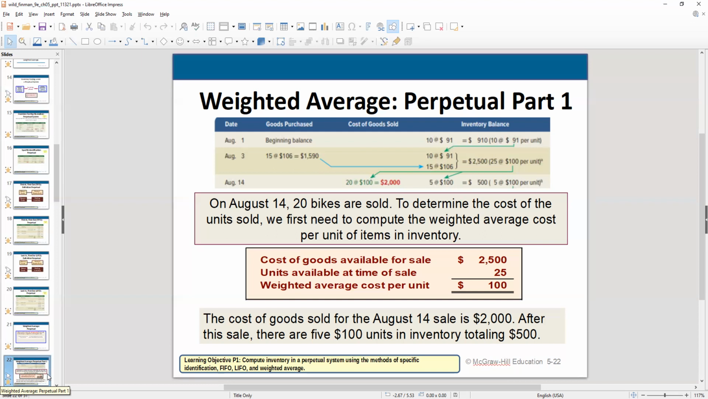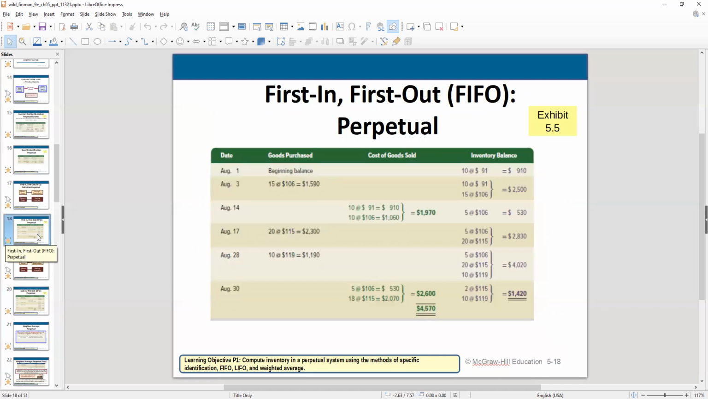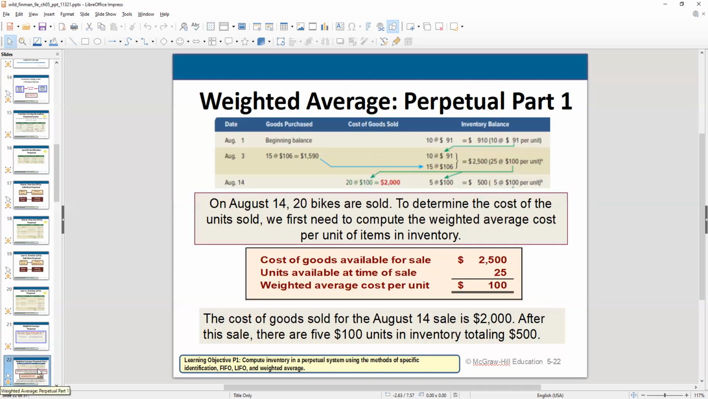Then what we have left in inventory is 5 bikes. So we're going to multiply 5 times 100 because at this point we're carrying the bikes at $100 per unit. And that means our ending inventory is $500. Okay. Now, let's go back and see what we had in inventory on August 14th. Under LIFO, it was $455. Under FIFO, it was $530. So weighted cost average is putting us in between LIFO and FIFO.